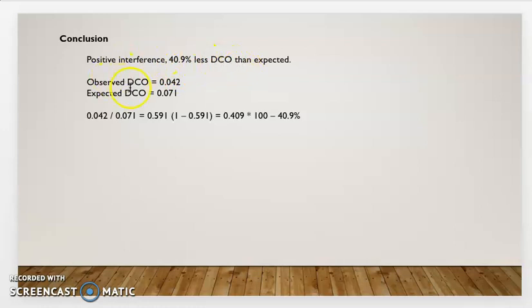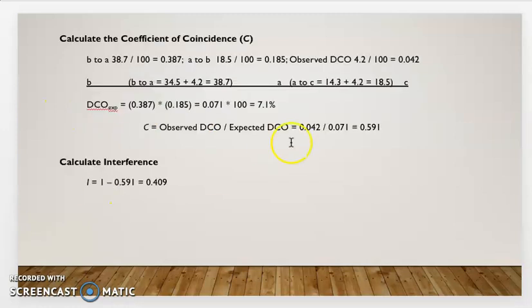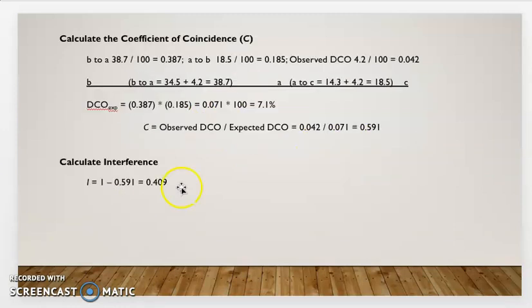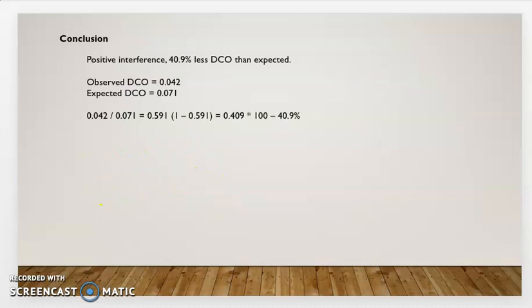And now we can double check this by simply reversing our equation and dividing, which equals 0.591, which we got up here in our last slide, and then subtracting that from 1, which gives us our 40.9. And again, this is our interference number. So all the mathematics adds up, and so we have solved our sequencing problem.